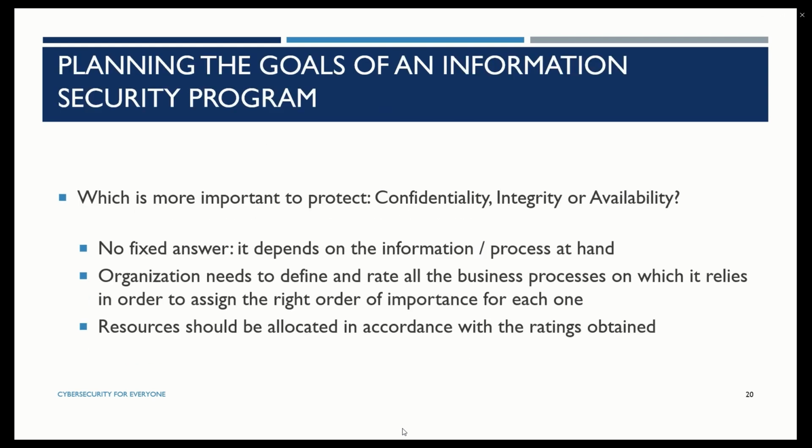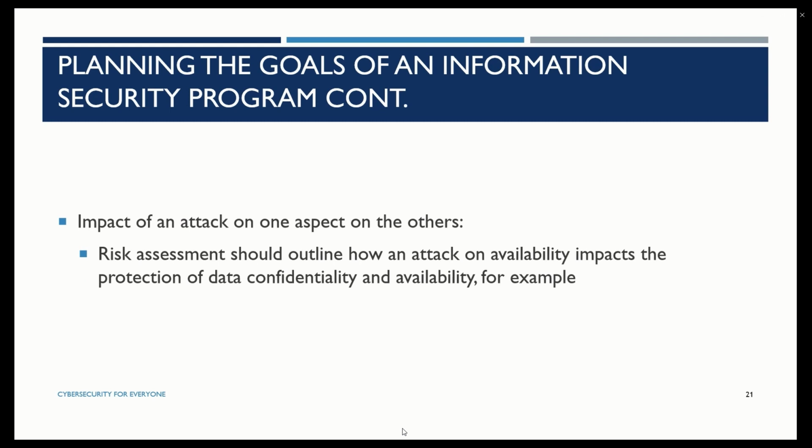Now, which is more important to protect? Confidentiality, integrity, or availability? There's no fixed answer. It depends on the information and the process at hand. Organizations need to define and rate the business processes and what they're trying to protect. How do we allocate resources to protect the data? All of these are part of your risk assessment. The impact of an attack is another aspect that we have to take into consideration.